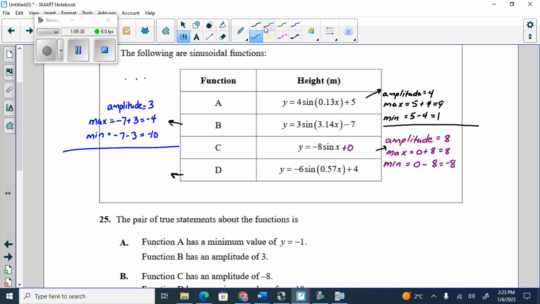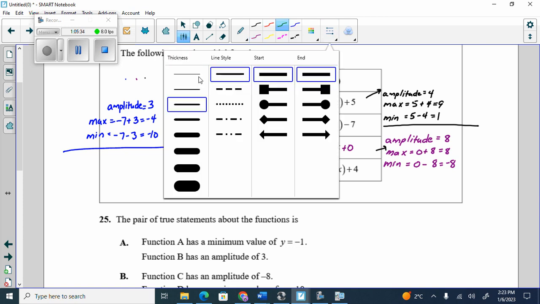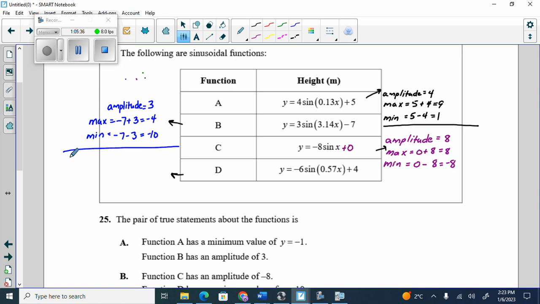Then I will do this one. It has an amplitude of 6. Even though it says negative, it doesn't matter. Our amplitude is always positive. I have a maximum at D plus the amplitude. I have a minimum at D minus the amplitude.